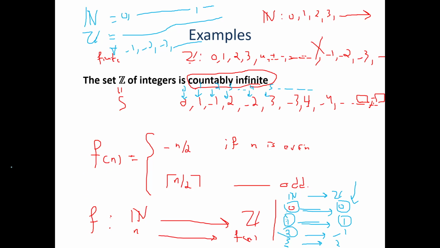Similarly, if you'd like, you can try to do the set of even positive integers, like 0, 2, 4, 6, 8, keep going. You can try to find a mapping for this, and it's also going to have the same size as both N and Z, because this set is countably infinite.